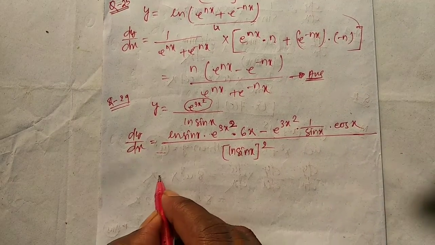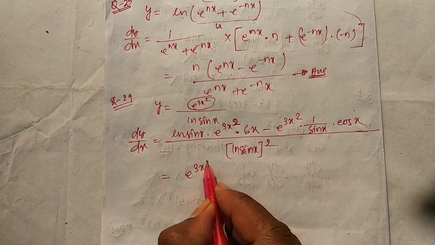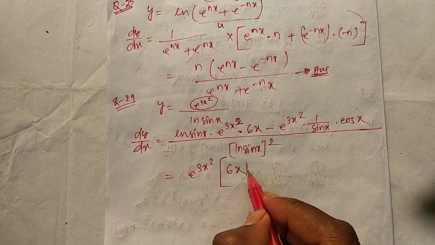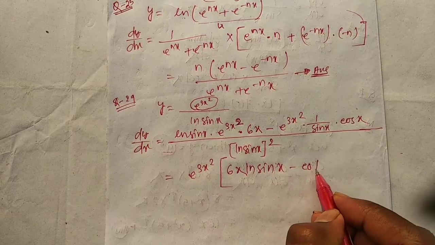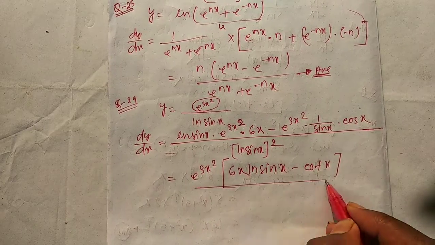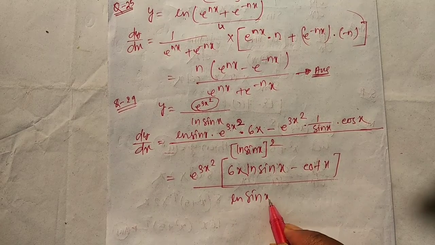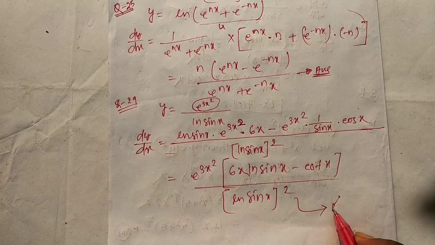So simplify this. E to the power 3x squared will be taken outside. Then the terms remaining inside the bracket are 6x ln sin x minus cot x, upon ln sin x whole squared. So this will be our final answer.